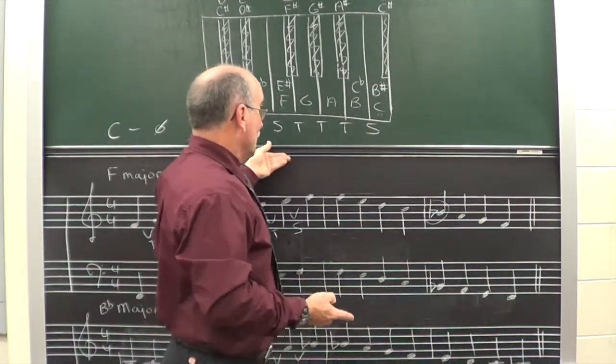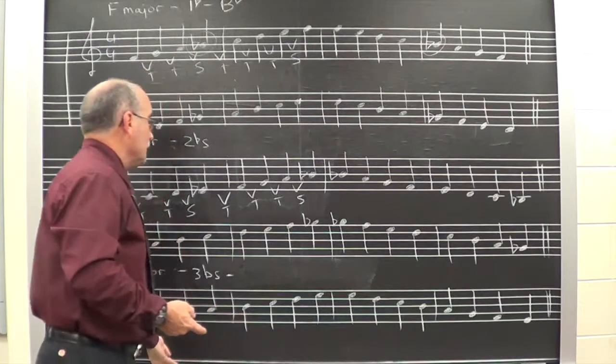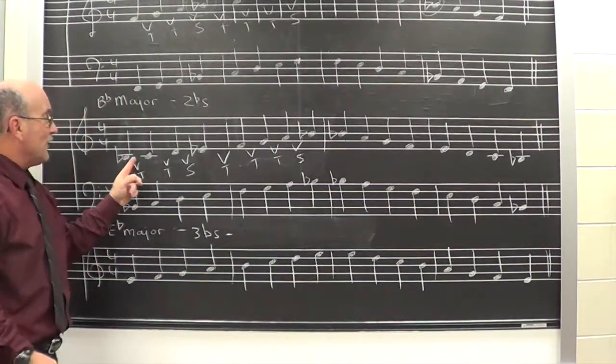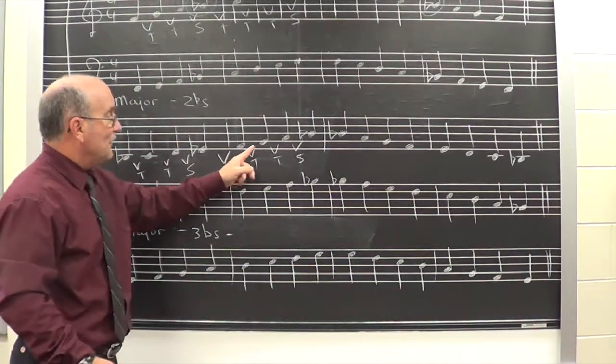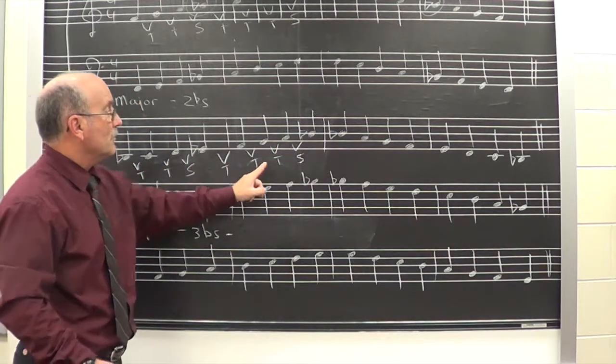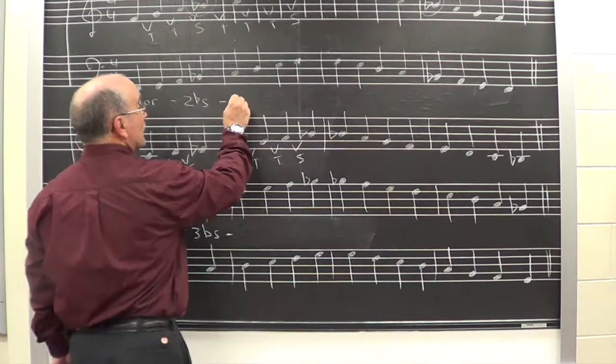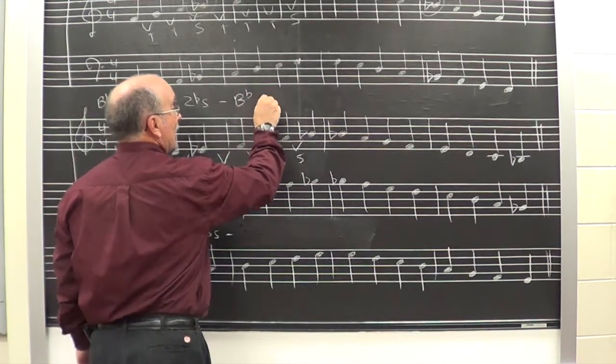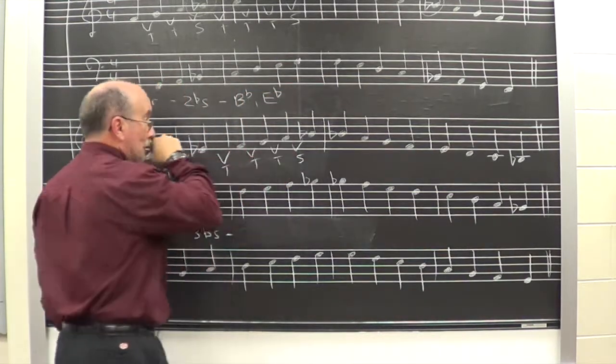It is. So therefore, the B flat major scale is B flat, C, D, E flat, F, G, A, B flat. Tone, tone, semitone, tone, tone, tone, semitone. So it does have two flats, B flat and E flat.